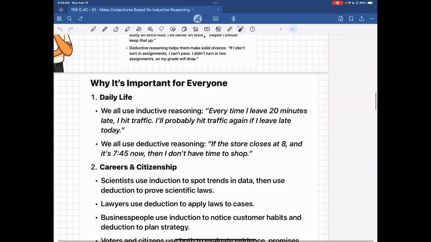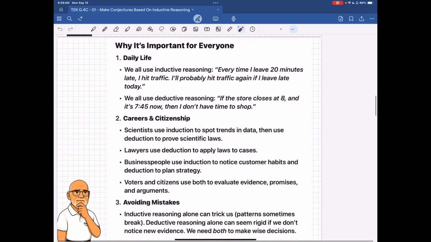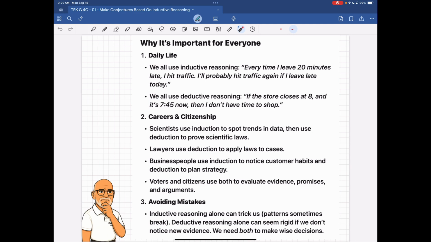If we also look at why it's important for everybody else in this world, in daily life, we use inductive reasoning all the time. Every time I leave 20 minutes late, I hit Dallas traffic. I'll probably hit traffic again if I leave 20 minutes late today. We all use deductive reasoning. Here we go. If the store closes at 8 and it's now 7:45, then I don't have time to go in and get a lot of groceries.